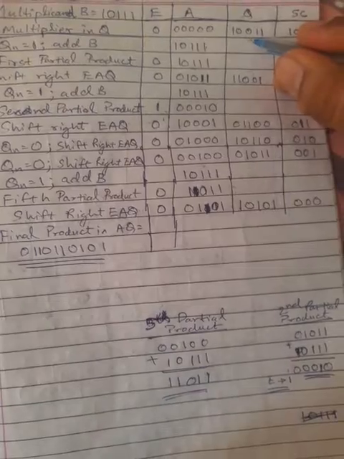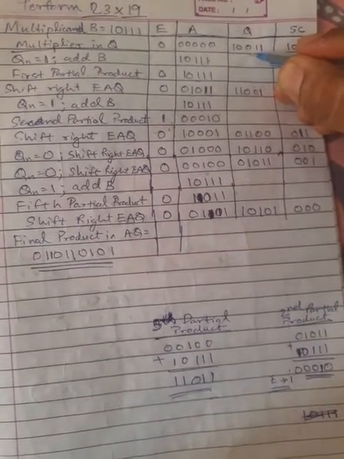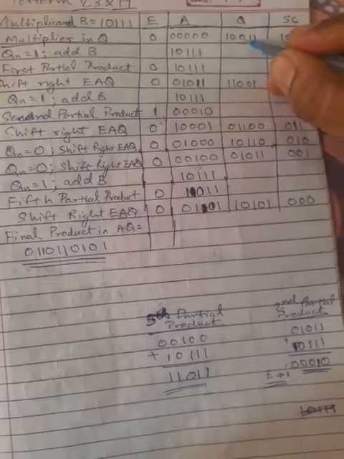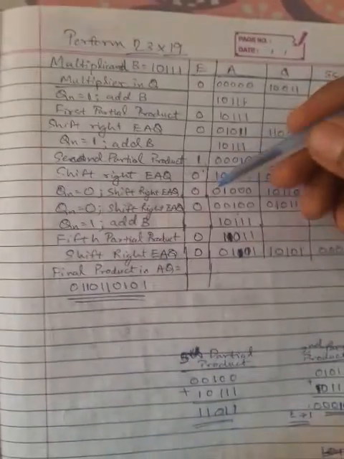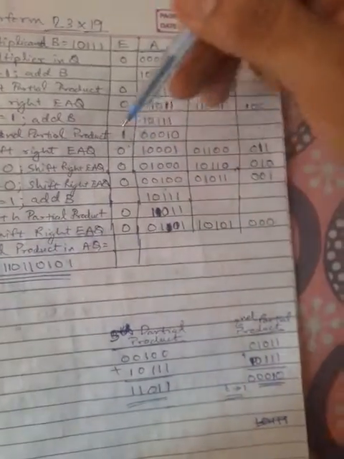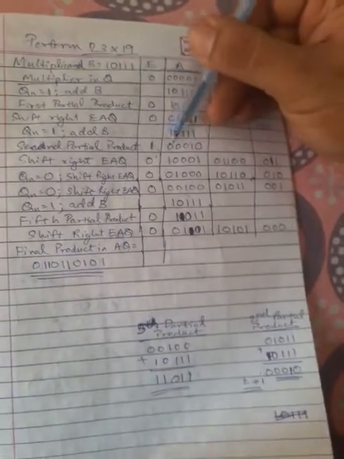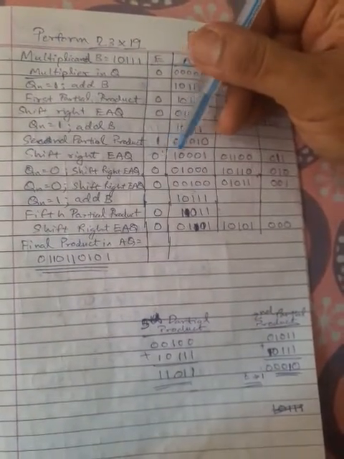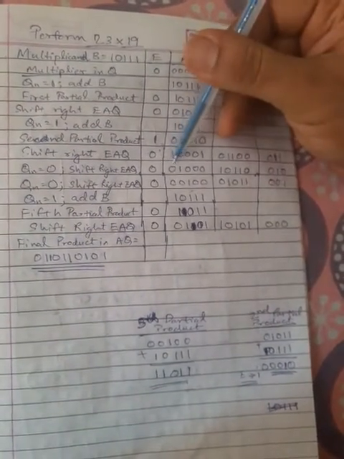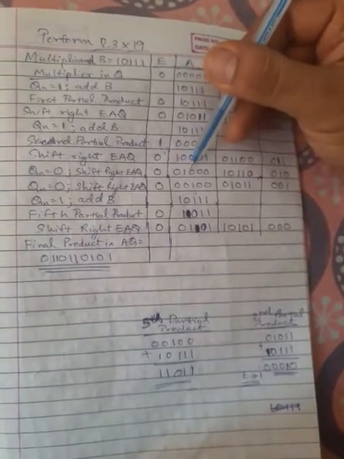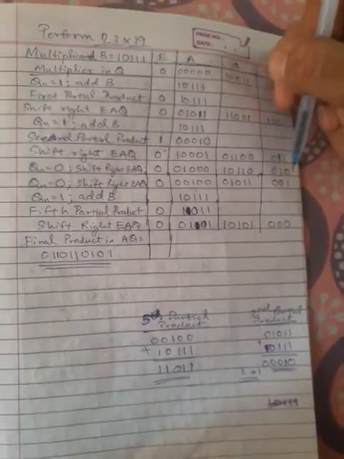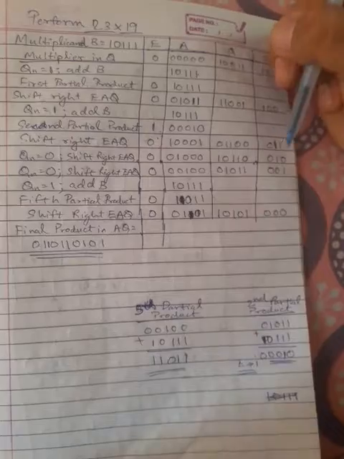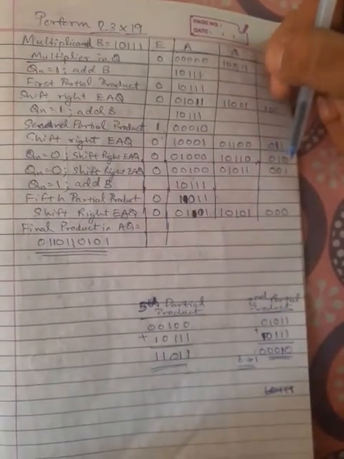Now next, Qn is equal to 0. In 0 what we have to do, we don't have to add, we just have to directly do the shift right operation. So here we are doing shift right EAQ now. So the shift right EAQ will be done. So 0 will be shifted here, so 0 1 0 0, this last one will be shifted here, so 1 0 1 1 0 will be there, and SC will be decremented again, so the 3 will be converted to 2, so 0 1 0 will be written for 2.